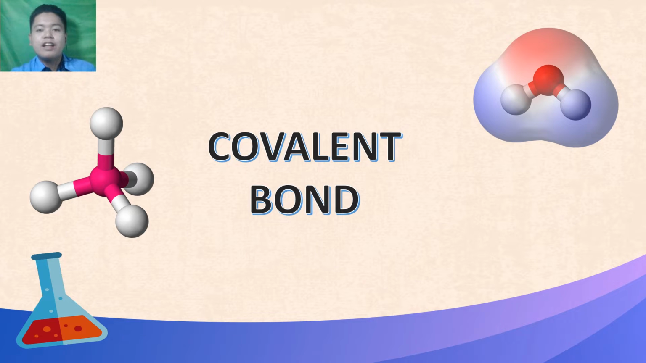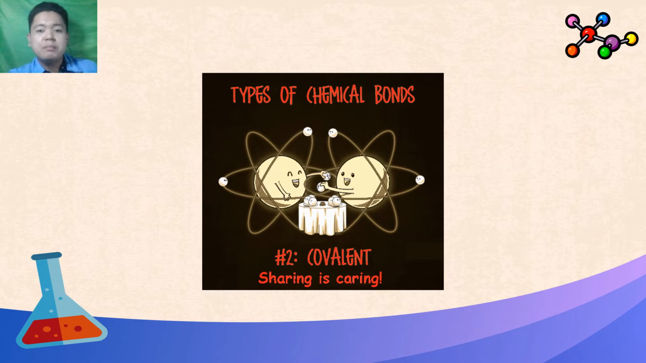Today we will tackle a new topic, which is covalent bond, a continuation from the topic ionic bond. I know that bonding among elements is familiar to you since this was discussed already, and based on the picture, it is one of the types of chemical bond. And when you encounter the word covalent, you have to remember this phrase: sharing is caring.